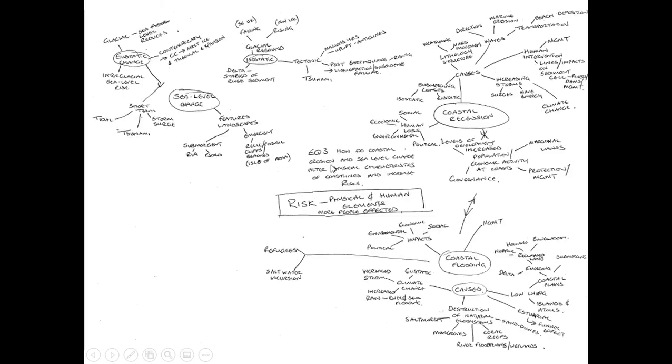So overall, we can see Enquiry question 3: How do coastal erosion and sea level change alter the physical characteristics of the coastlines and increase risks? And remembering that risk is the physical and human element. Link it back to the disaster risk equation. It's very similar to that.